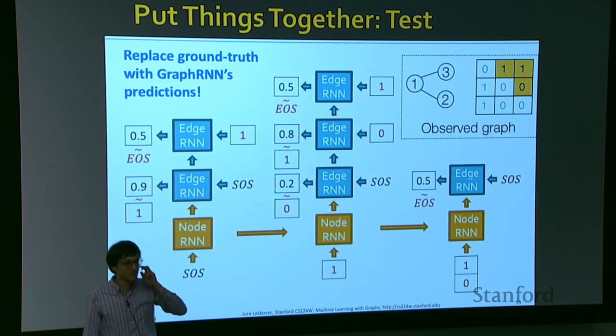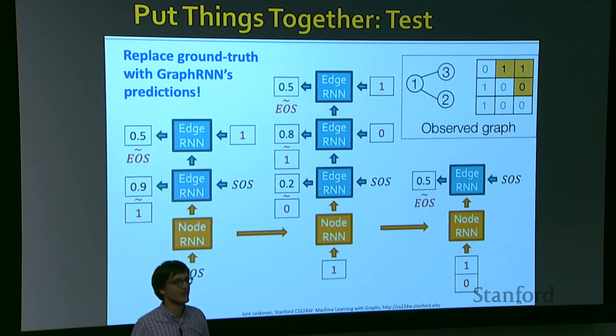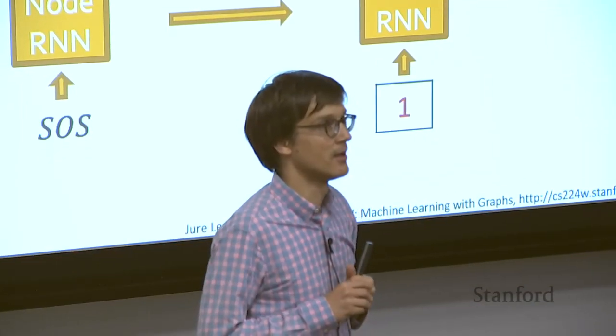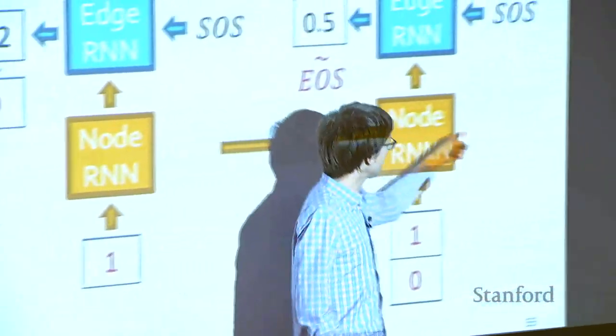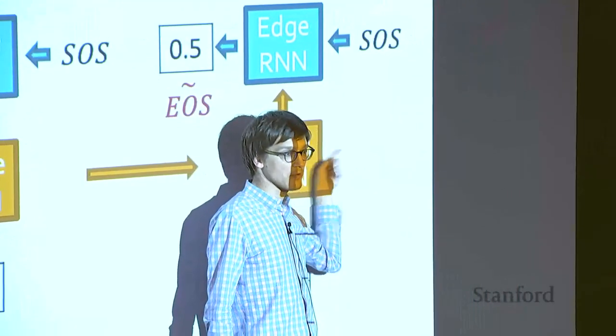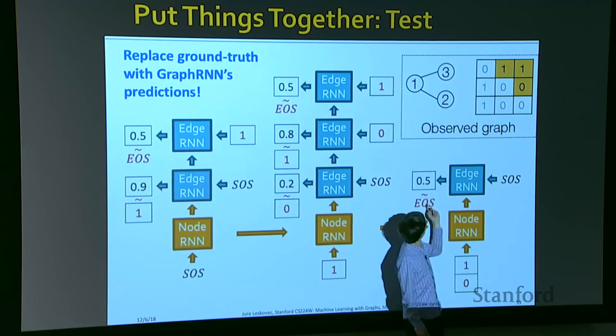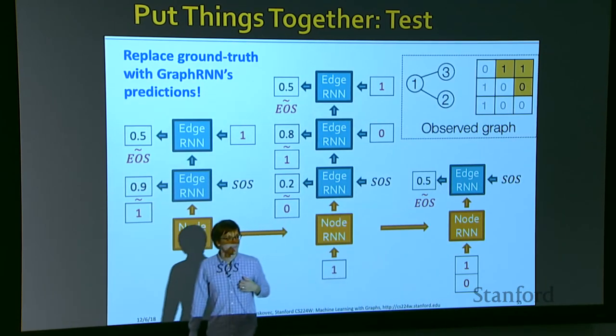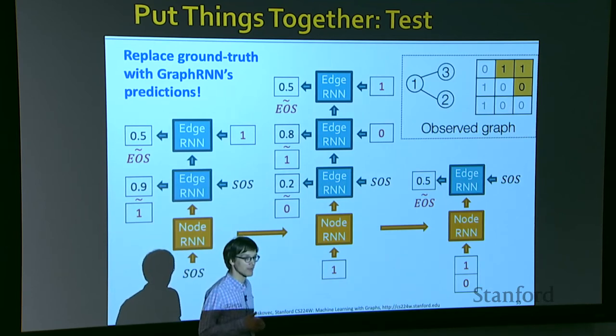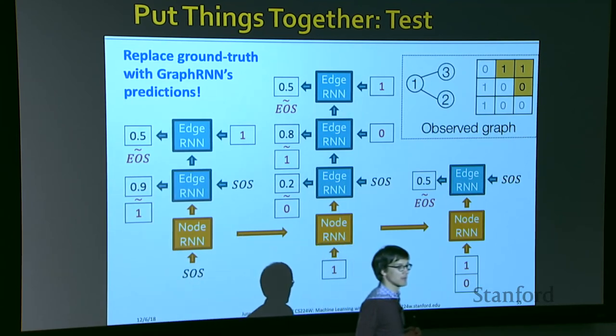Yes? So is the size of your node sequence fixed? No. The size of the node sequence is not fixed because I continue doing this until this one outputs end of sequence. So I guess inside of this node RNN box here, how do you decide how many RNN cells you want to use?